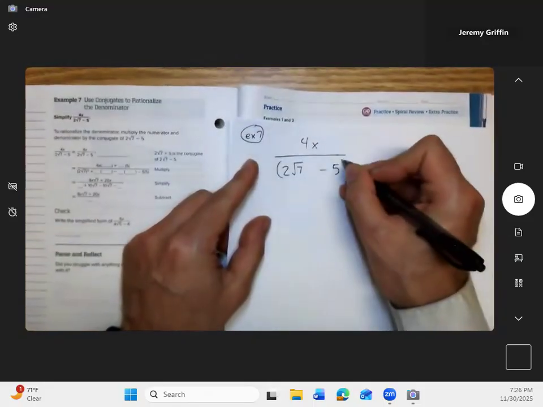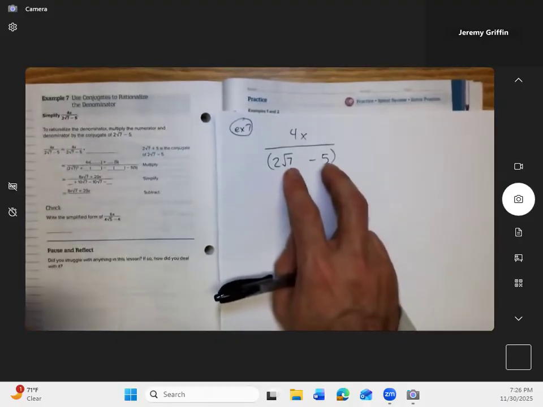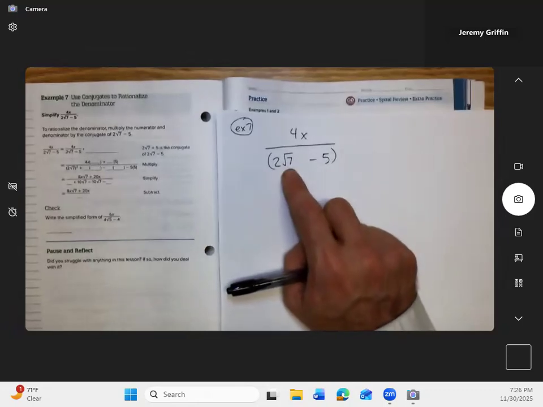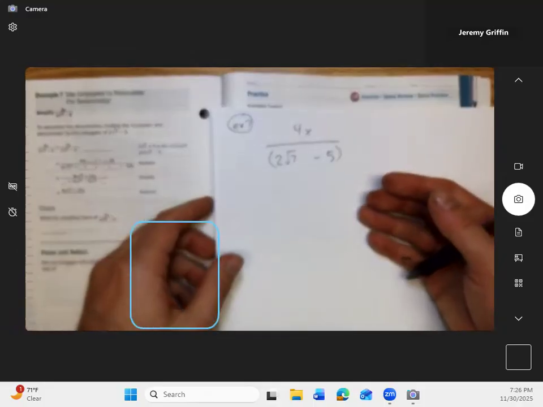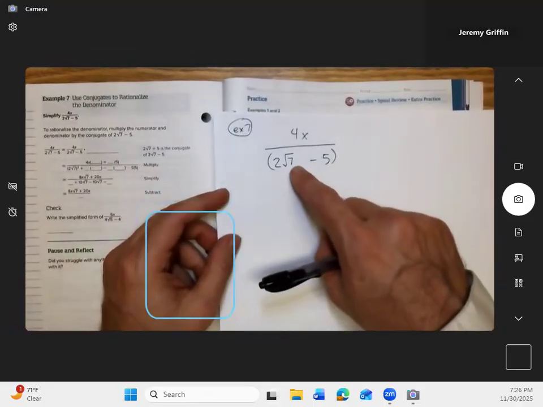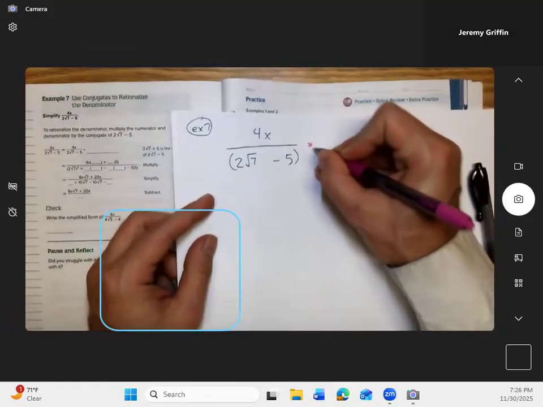Now, how this is different from the last one is, in the last one, we weren't adding or subtracting in the denominator, but here we are. But this does have the same problem as the previous one, which is that there's a radical in the denominator. Okay, well, what's wrong with this? How can we get the radical out of the denominator? The way to do that is to multiply by a conjugate pair.